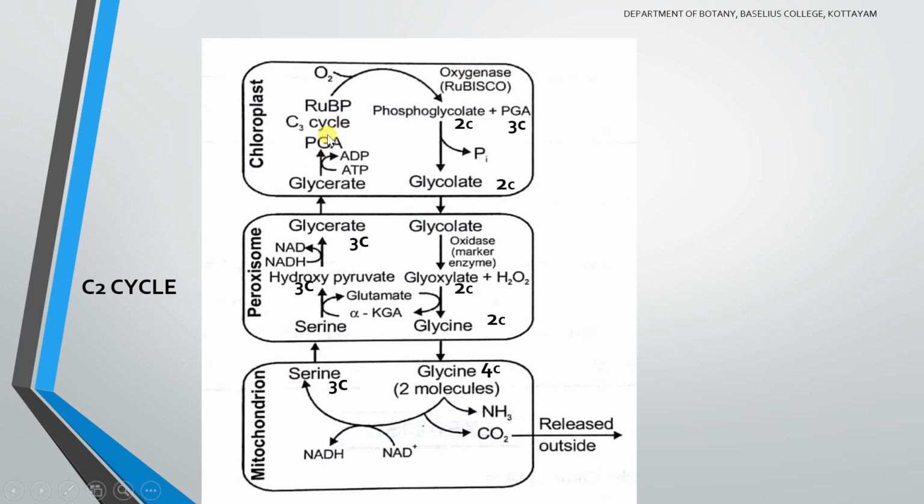So now this 3-PGA is present inside the stroma of the chloroplast. So naturally it enters into the Calvin cycle pathway. So we have reached the chloroplast again. So the cycle has now ended. So this is the C2 cycle.